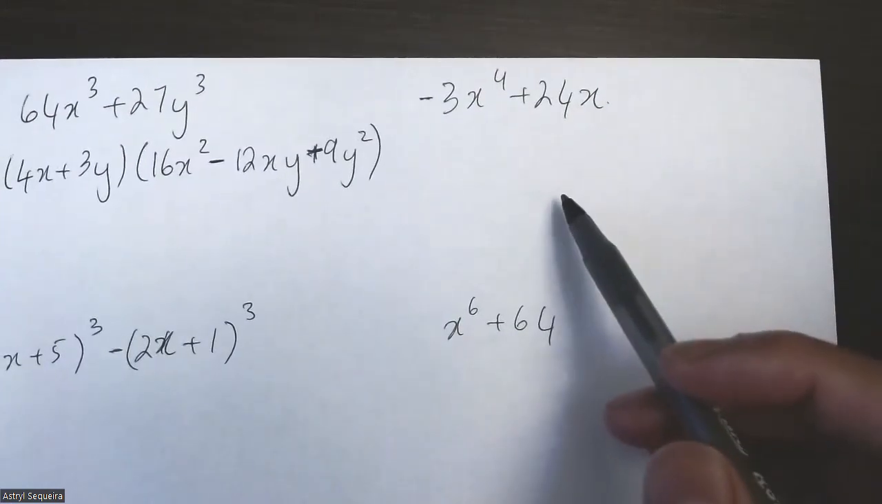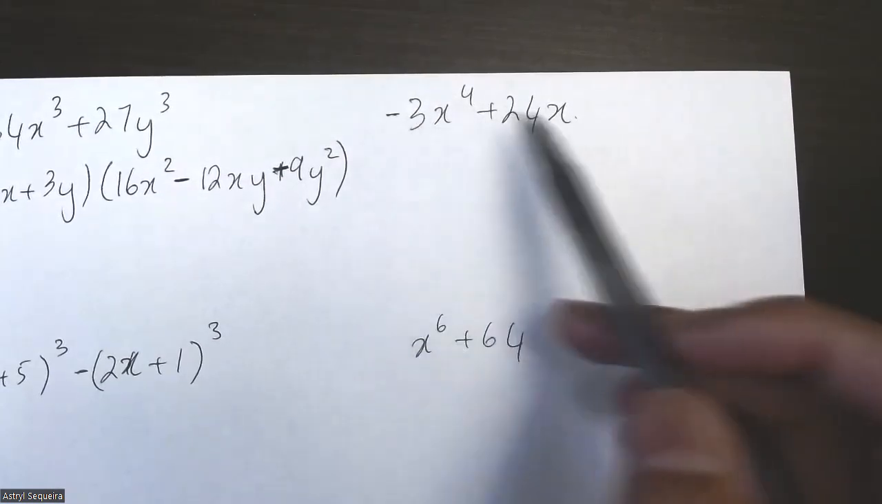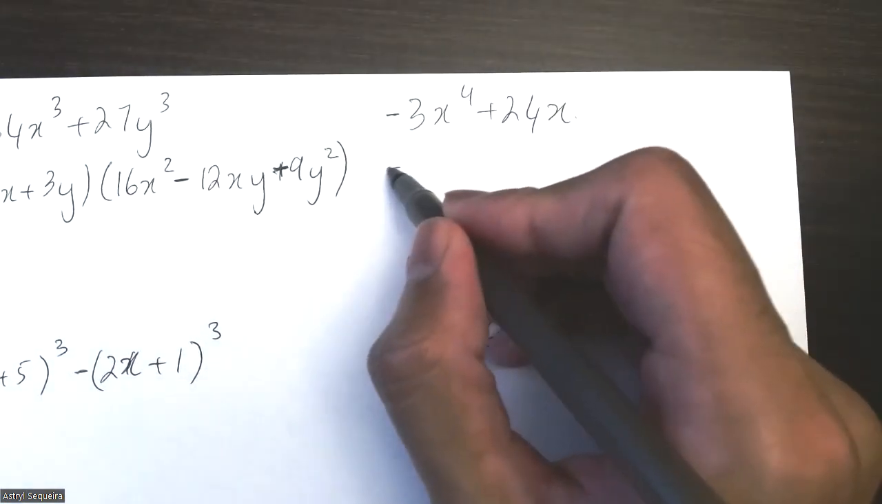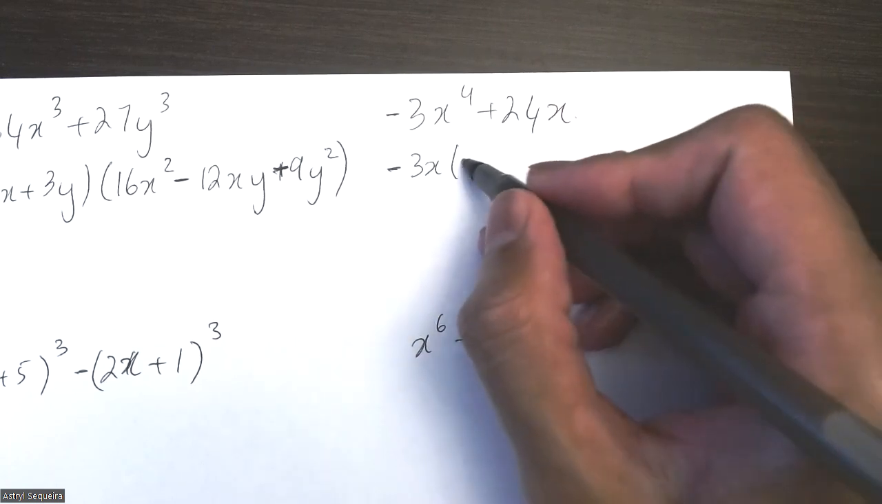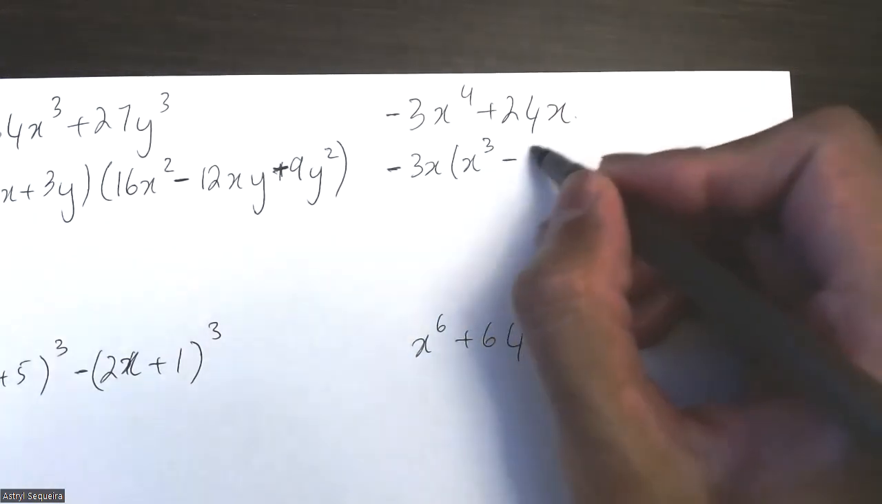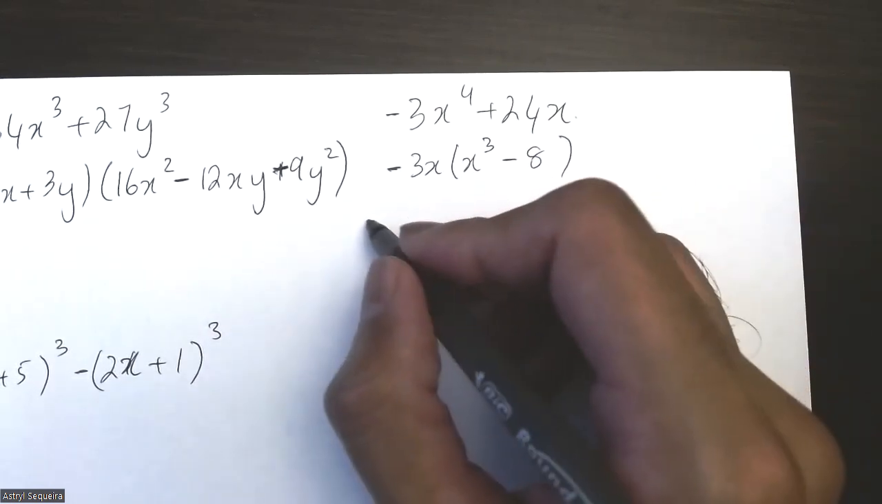Let's take a look at the second one here. For the second one here, remember you always have to common factor out first. I'm going to common factor out negative 3x. And I'm left with x cubed minus 8. Now I can do difference of cubes on this bracket over here.